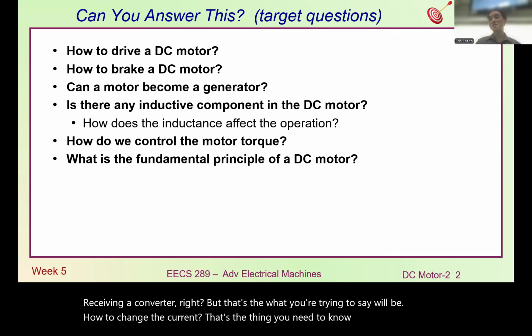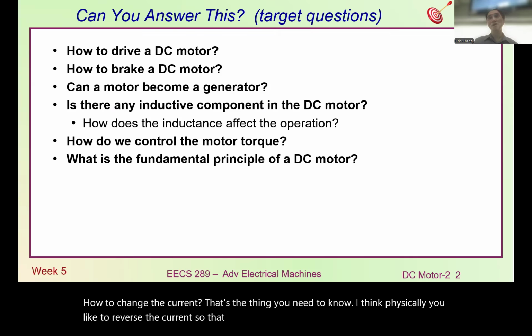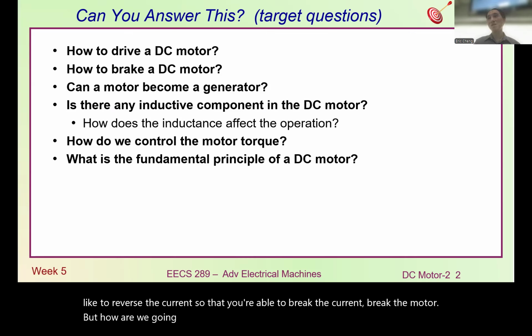I think physically you would like to reverse the current so that you're able to brake the motor. But how are we going to do that? What kind of mechanism?